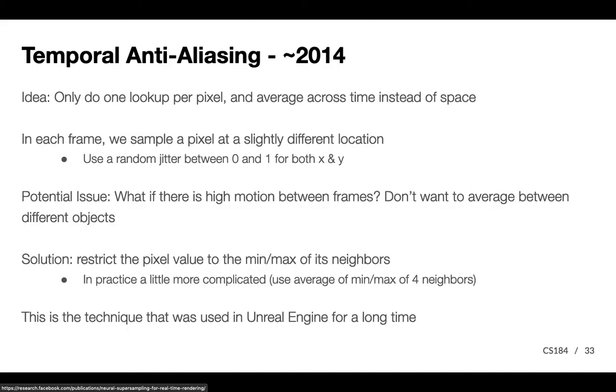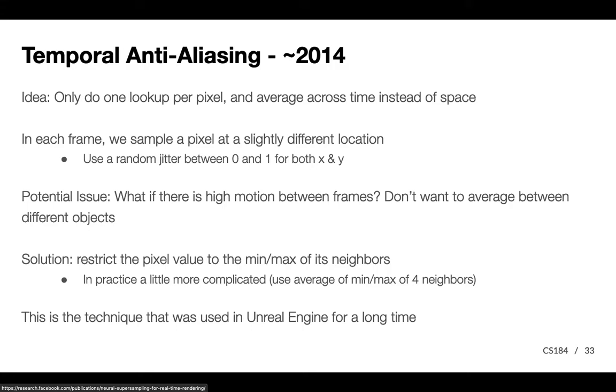Okay, then in 2014 came another idea, temporal anti-aliasing, and this was a little bit different. You'll see how the uses are a little different because of this. The idea behind temporal anti-aliasing, and temporal means in time, is that we're only going to do one lookup per pixel, to keep that efficient. But instead of averaging across space, we're going to average across time. So in each frame, we sample a pixel at a slightly different location.